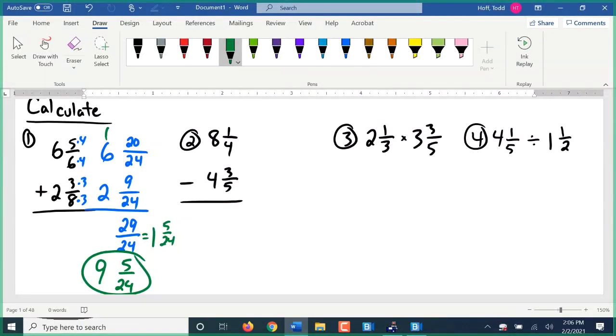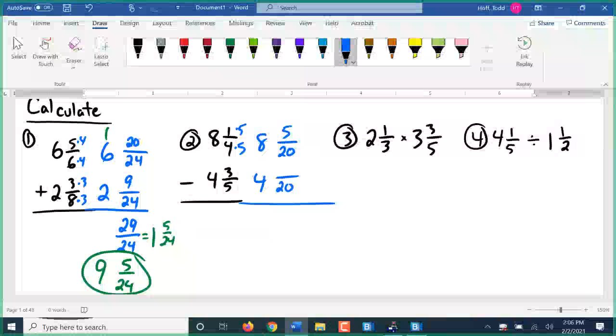For the second one, we are subtracting, and once again, we will need common denominator. So we're going to rewrite these. We got fourths and fifths. Our common denominator there is going to be 20ths. 4 times 5 makes 20. So 1 times 5 is 5. 8 and 5 20ths. To turn a 5 into 20, it's times 4. So 3 times 4 is 12.